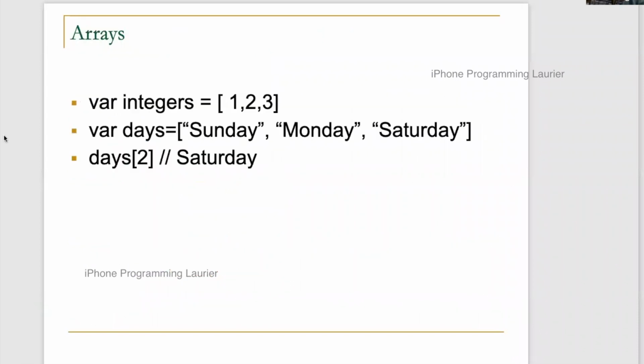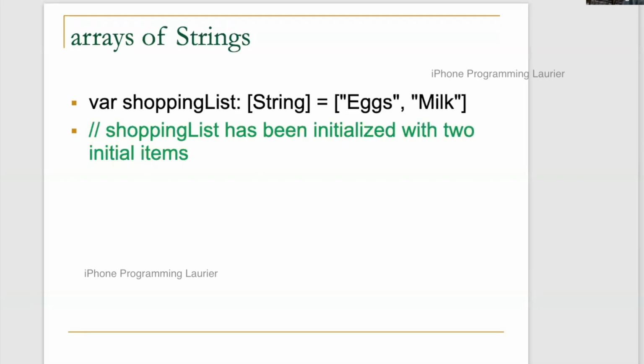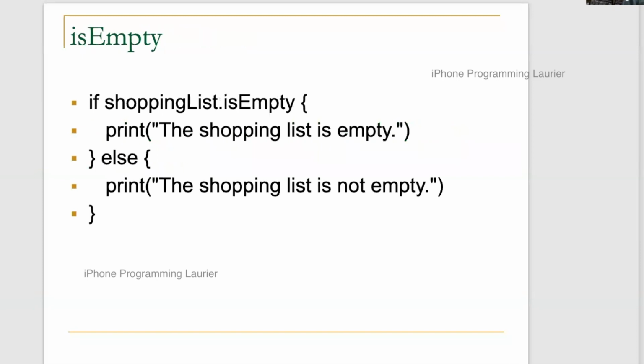For arrays, I think it's just the usual thing. This is how you define an array, right? An array of integers, an array of strings, and you can specify the index of the array. That's the usual thing. You can have things like an array of strings. So, for example, you can initialize an array of strings with two strings. The array is empty.